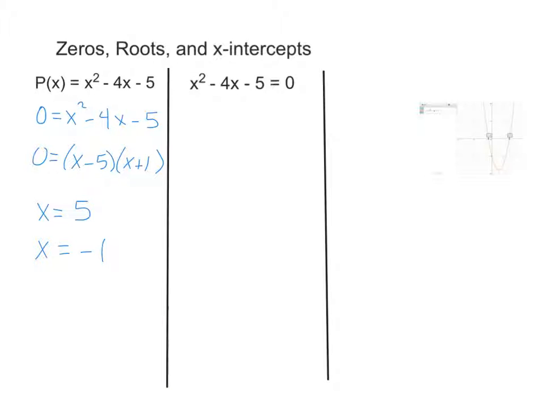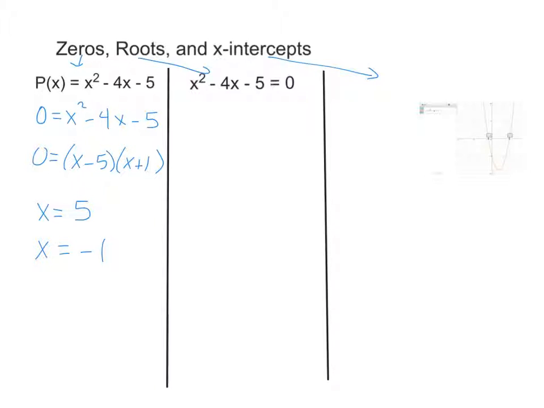The next column here is the roots. So we're talking about zeros here, we're talking about roots over here, and then way over here we're going to talk about x-intercepts. But like I said, they're all kind of the same thing. They're a little bit different, but we do tend to use those three terms interchangeably.